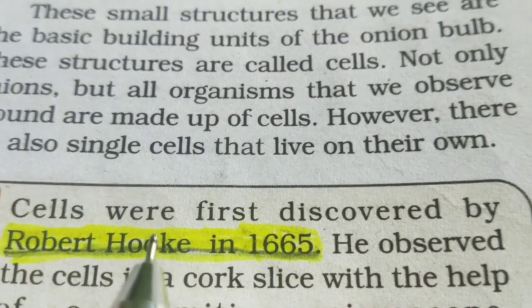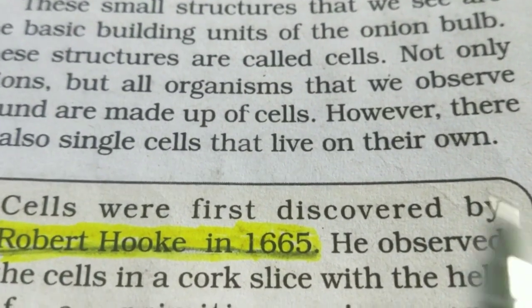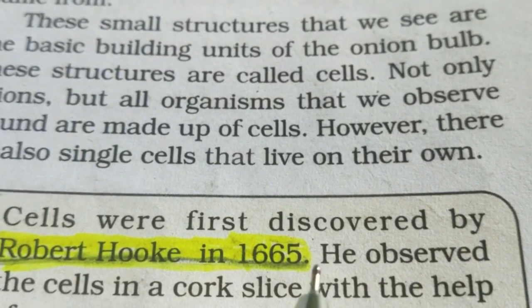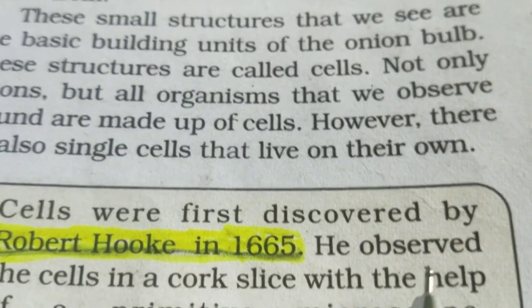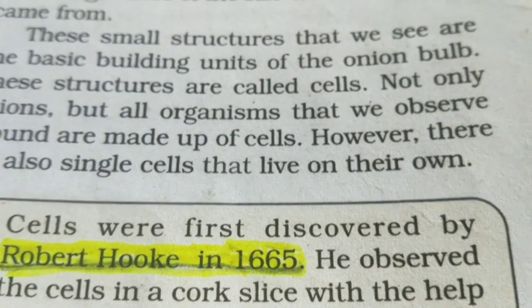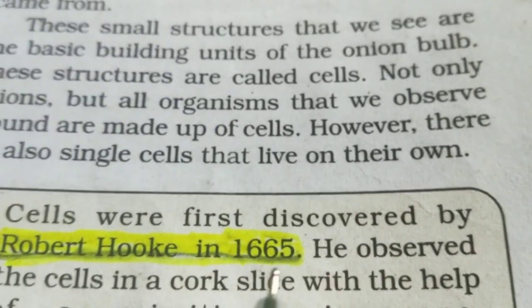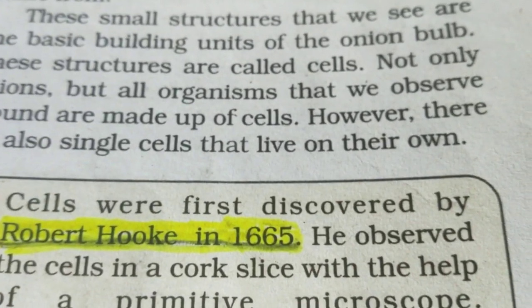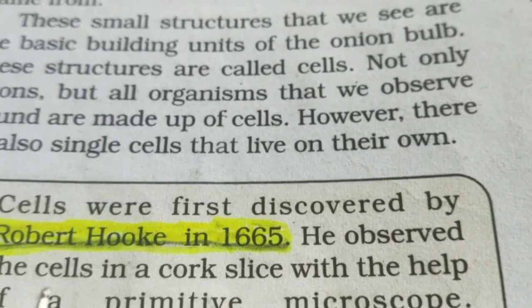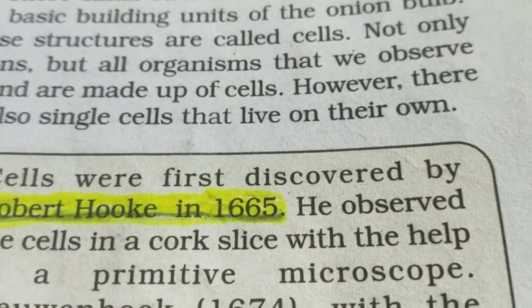The cells were first discovered by Robert Hooke in 1665. He observed the cells in a cork slice with the help of a primitive microscope, and he named it cell.